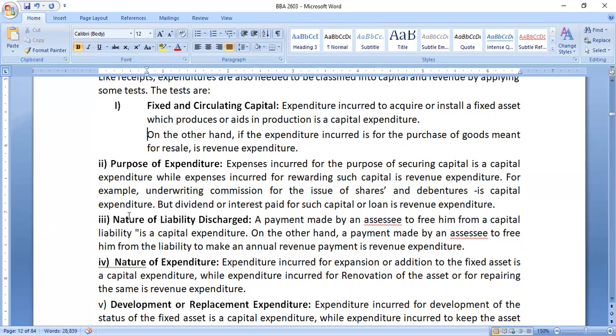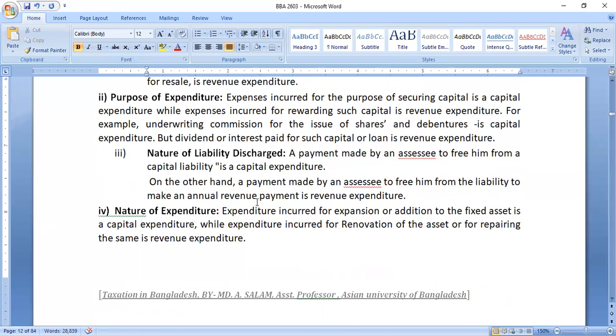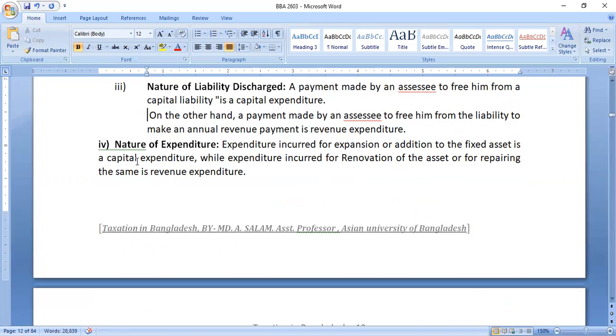And then distinguishing number three, nature of the liability. The payment made by an assessee to free himself from a capital liability is a capital expenditure. On the other hand, a payment made by the assessee to free himself from the liability to make an annual revenue payment is revenue expenditure.